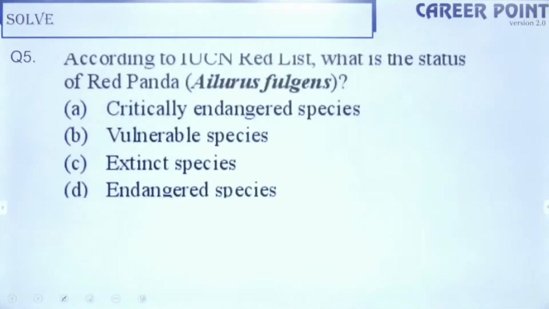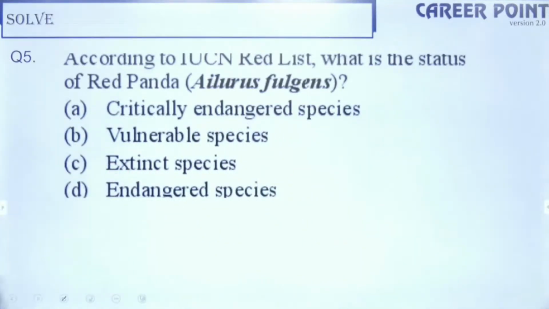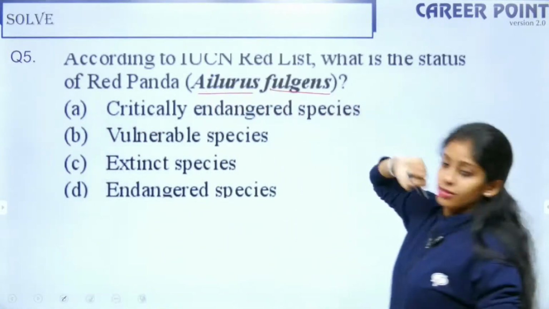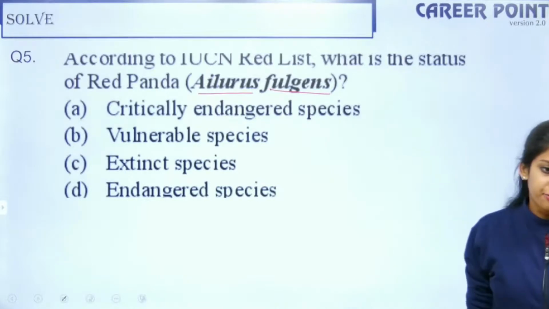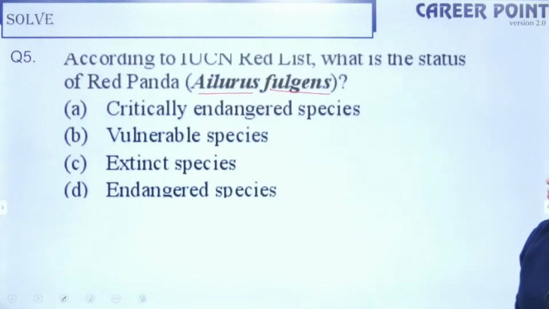Okay. So question 5. According to IUCN Red List, what is the status of red panda? Whether it is critically endangered, vulnerable, extinct, or endangered species. I told you there are 4 levels, right? So which level does your red panda belong to? Red panda is known as Ailurus fulgens. So what is the status? Any guesses? What is the status of your red panda?